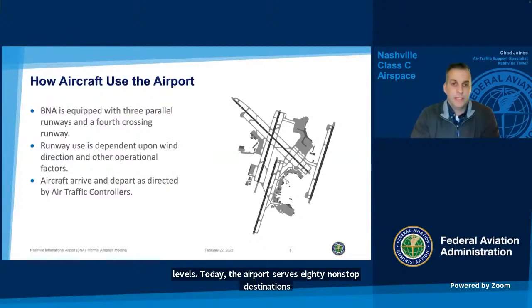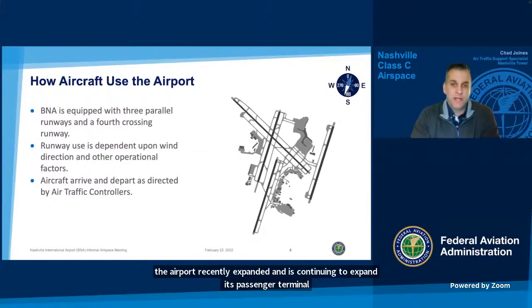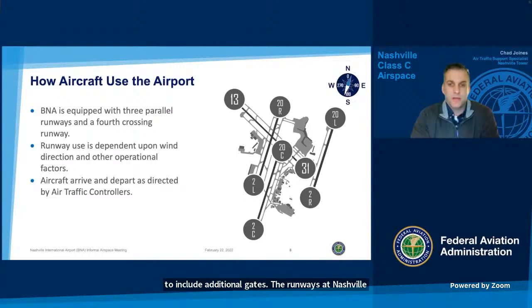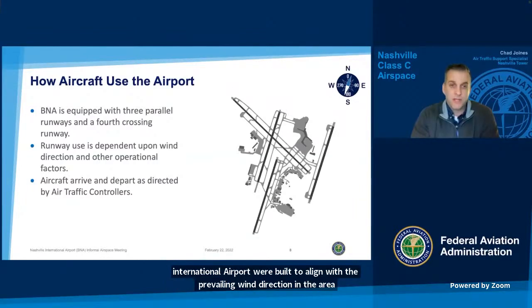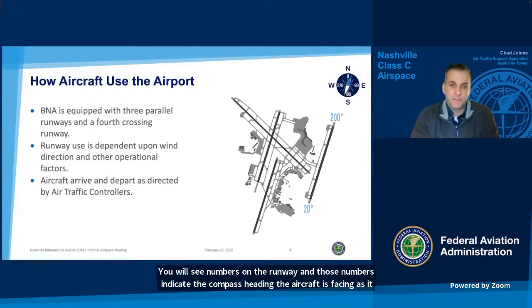Also of note, the airport recently expanded and is continuing to expand its passenger terminal to include additional gates. The runways at Nashville International Airport were built to align with the prevailing wind direction in the area. To operate safely, aircraft typically take off and land into the wind. You will see numbers on the runway, and those numbers indicate the compass heading the aircraft is facing as it lands or takes off. For example, at Nashville, you will see runway 2 right/20 left, which is 20 degrees in one direction and 200 degrees in the other direction.